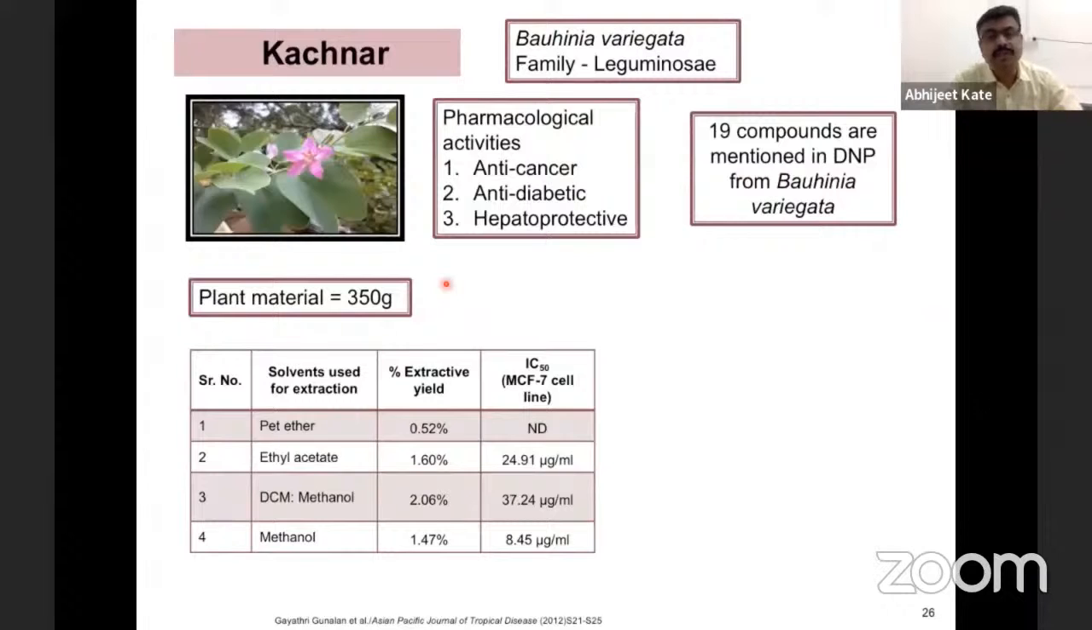So I wanted to give you a case study. I know the time is limited already, 11:44 is there, so I'll take 5 minutes, not more than that. I just wanted to show how we work, based on bioactivity guided isolation. At the same time, we wanted to apply the dereplication strategy also.